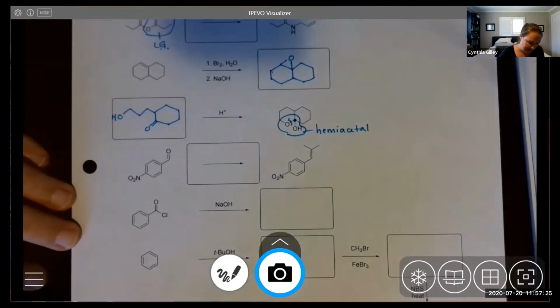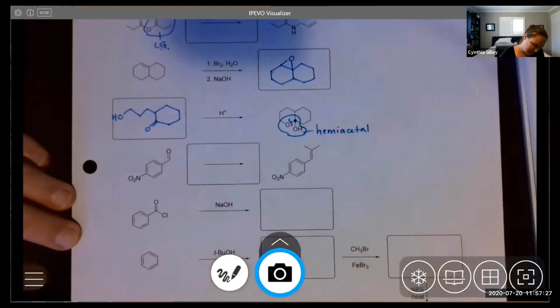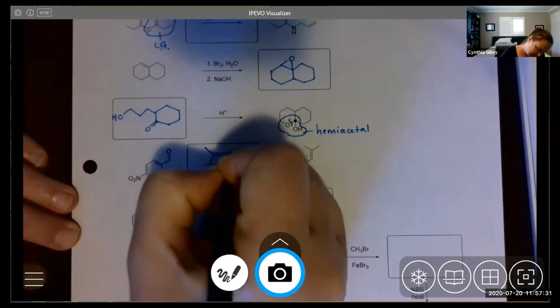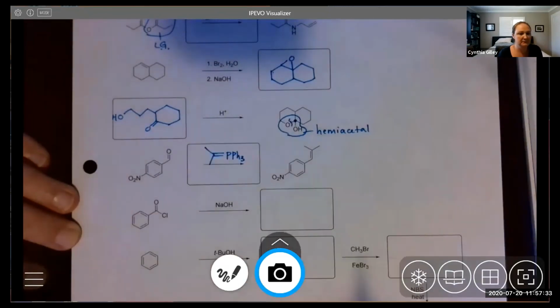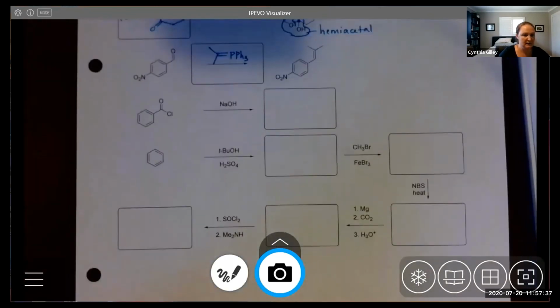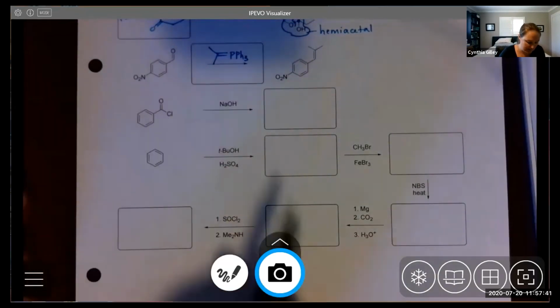This one is a Wittig reaction, so we need to draw in the ylide. Okay, this is a reaction of an acid chloride with hydroxide.